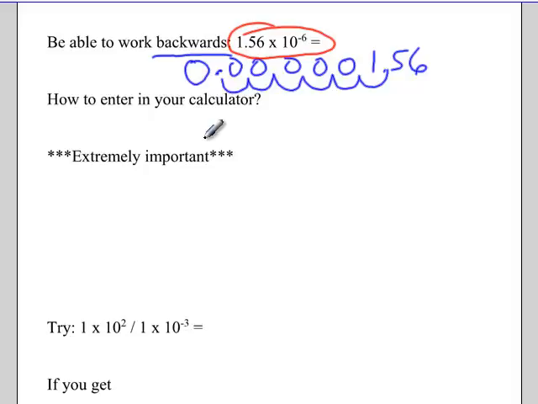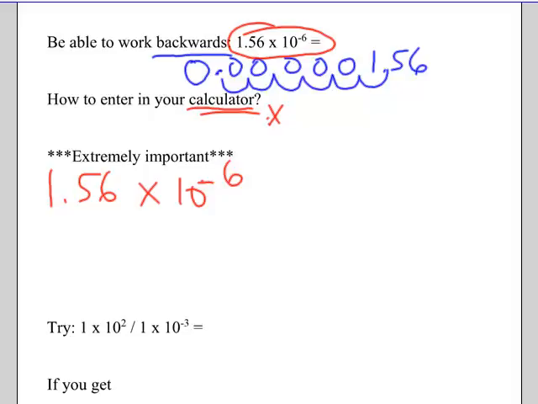Now, entering those in your calculator is one of the most missed parts of Chapter 2, and we're going to be doing calculations all semester. So being able to put the number in your calculator correctly is extremely important. Most people can put normal notation in their calculator without any problems. It's the scientific 1.56 times 10 to the negative 6 that gives you issues sometimes.